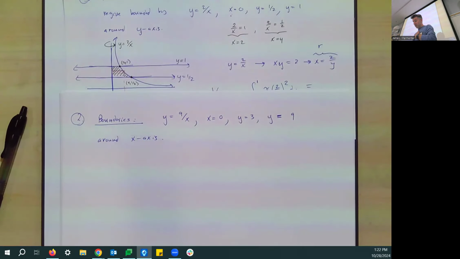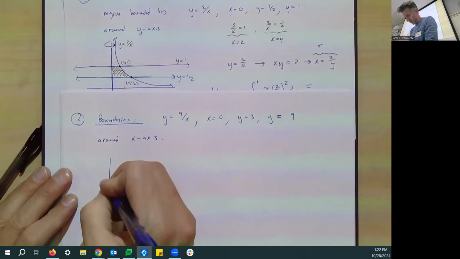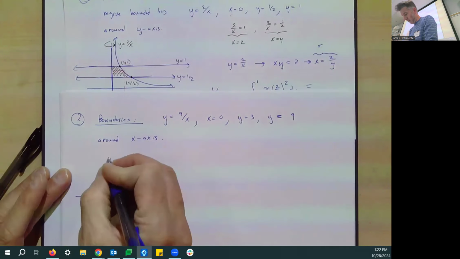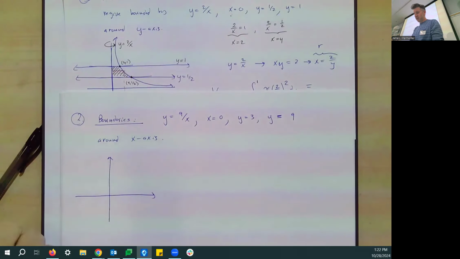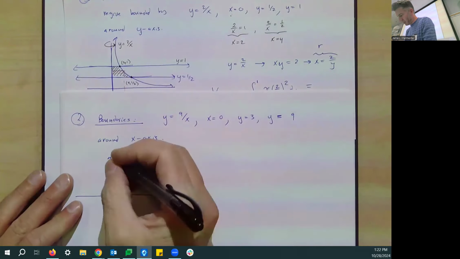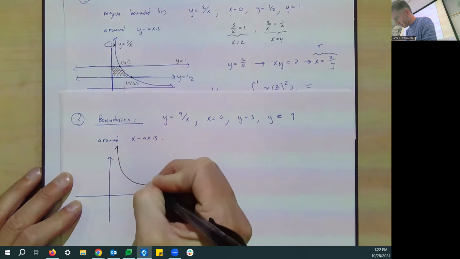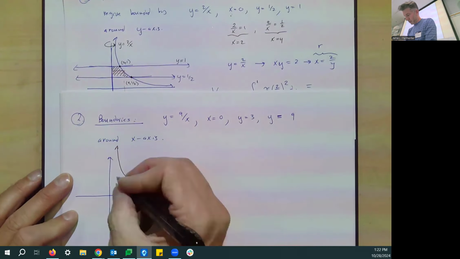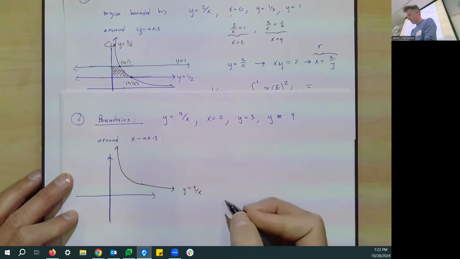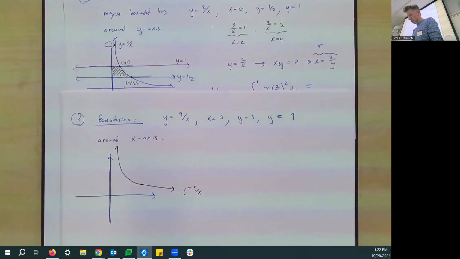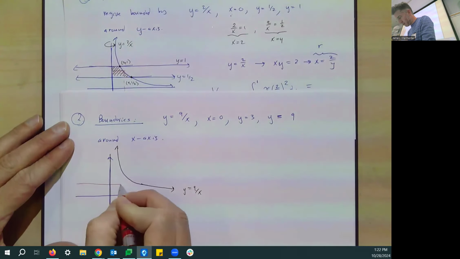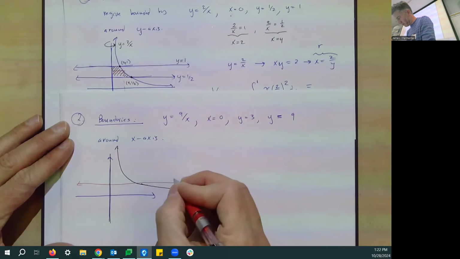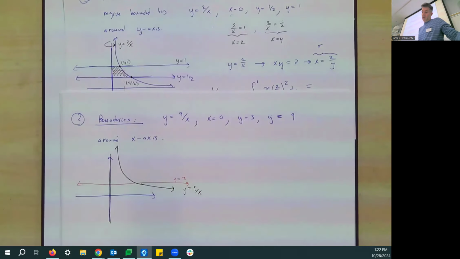So although it's not exactly the same, it's pretty much the same picture. Like, yeah, I know the values are different, but it's still a function that's something times 1 over x. Great. Here's my 9 over x function looking pretty much the same as 2 over x. And then I've got x equals 0, which is still the y-axis. I've got y equals 3, which is still some horizontal line. Okay. And I've got y equals 9, which is some higher horizontal line.